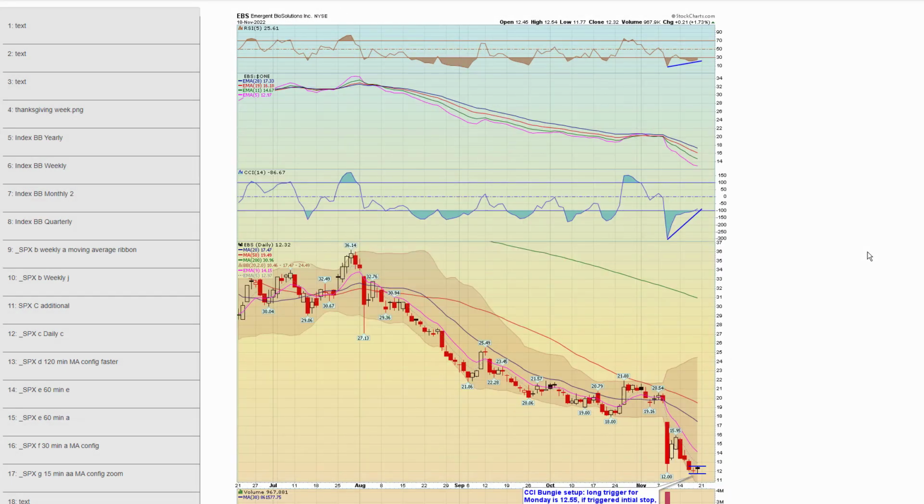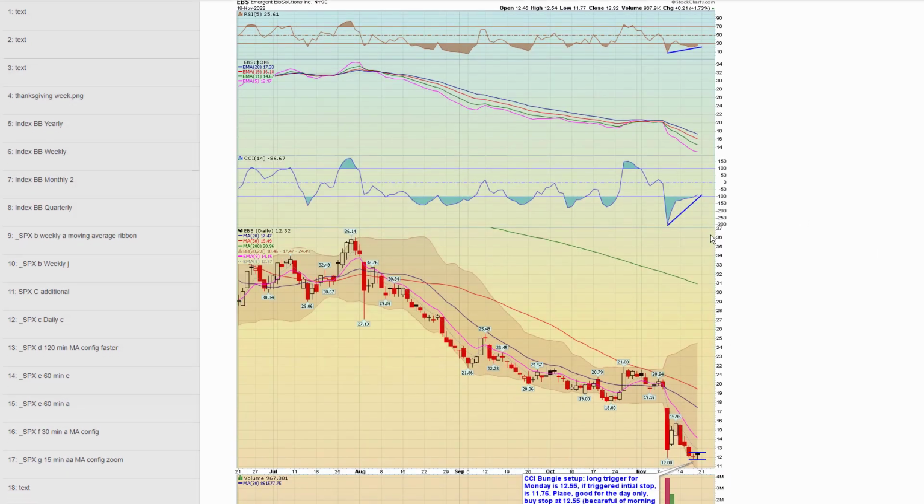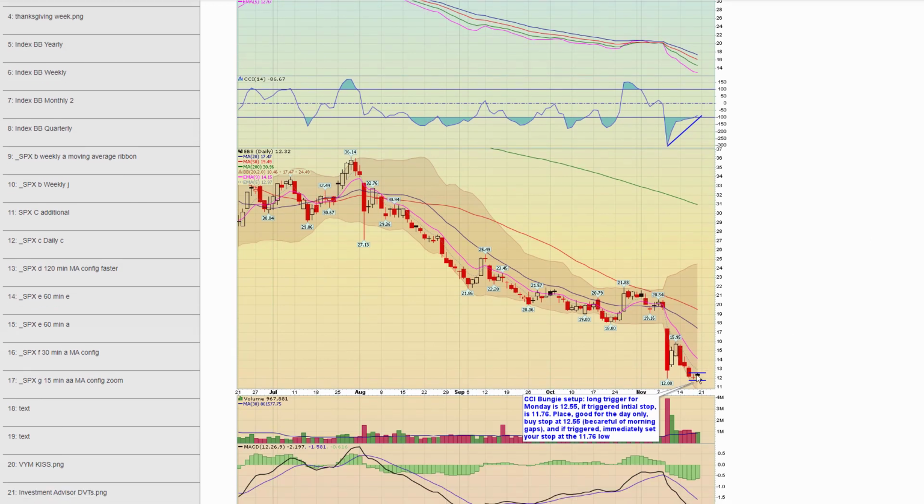Next, chart 88, EBS. Here's a new one. So you got a tight trigger here, doji from Friday, CCI divergence. So your trigger is technically 1 penny above Friday's highs at 12.55, and your stop would be at 11.76, right at the lows. Your buy stop is only good for Monday, guys. If it doesn't trigger on Monday, no trade.